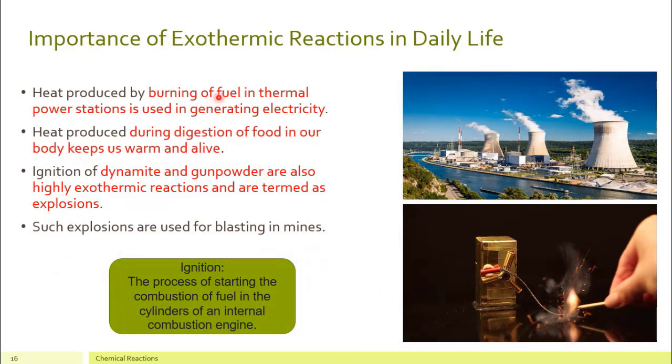Heat that is produced by burning of fuel in a thermal power station is used in generating electricity. A thermal power station uses heat, and the burning of fuel releases heat. That is why these are exothermic reactions in which electricity is generated. Similarly, the heat that is produced in our body during digestion of food keeps our body warm and alive.